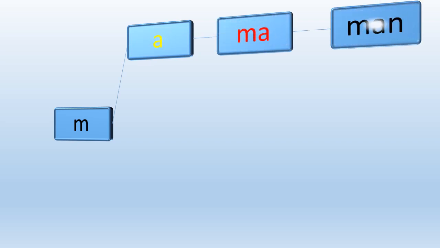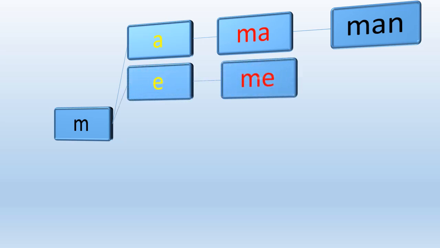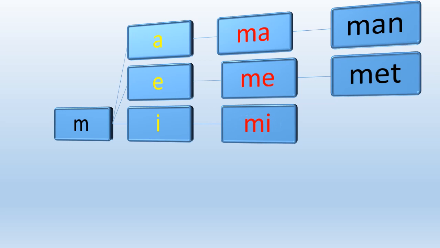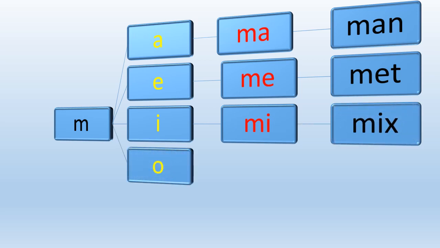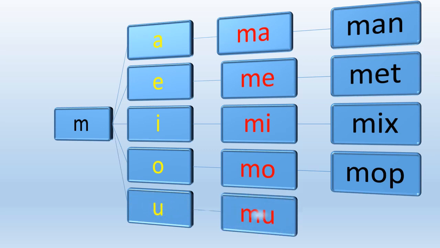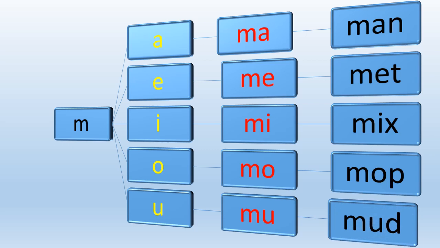The next letter is M. M, A, ma, as in man. M, E, me, as in met. M, I, me, as in mix. M, O, mo, as in mop. M, U, M, as in mud.